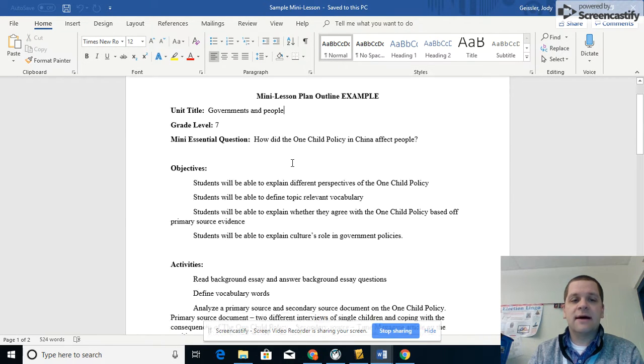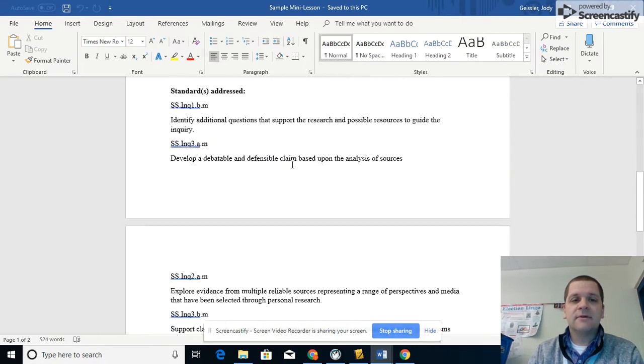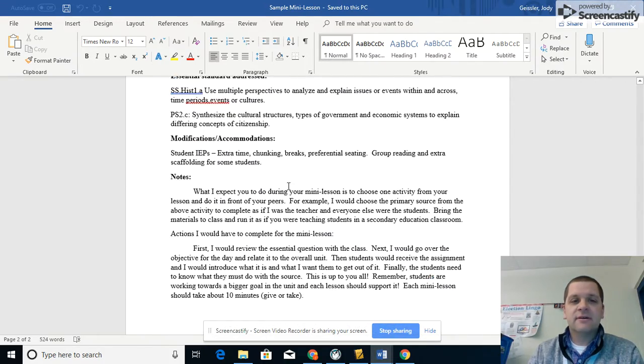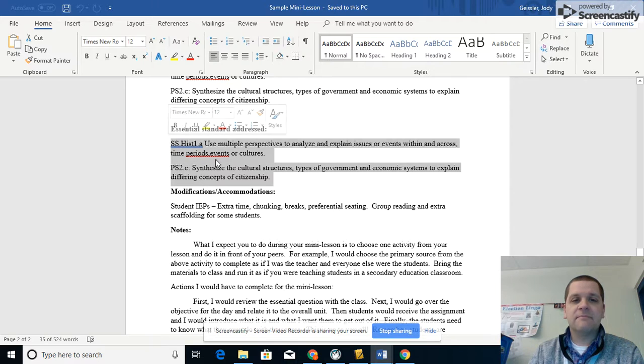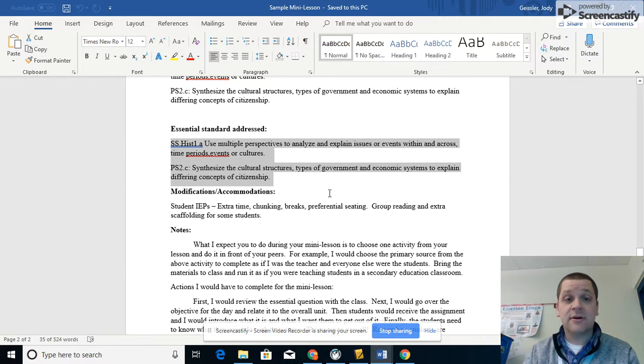And if you go down to my essential standards, this is what I'm basically guaranteeing my students are going to be able to do by the end of the unit. And so my lesson should support one of those two essentials. It doesn't always have to, but that is what I want the students to get out of it.